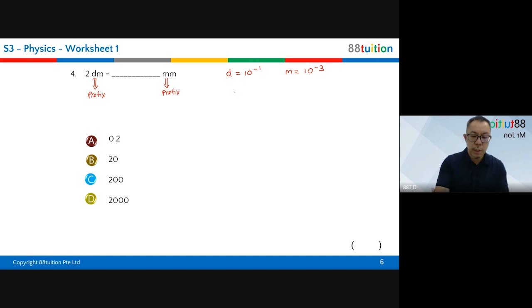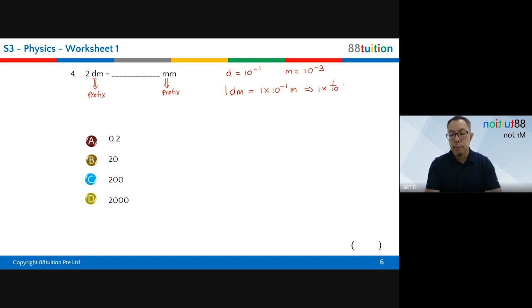Yeah? So first thing, dm. Let's look at 1 dm is how many meters? It would be 1 times 10 power minus 1 meters. Now, 10 to the power minus 1 is the same as 1 over 10. So I keep it this way first. Next, 1 millimeter. Now I'll be using this instead. It would be 1 times 10 power minus 3 meters.